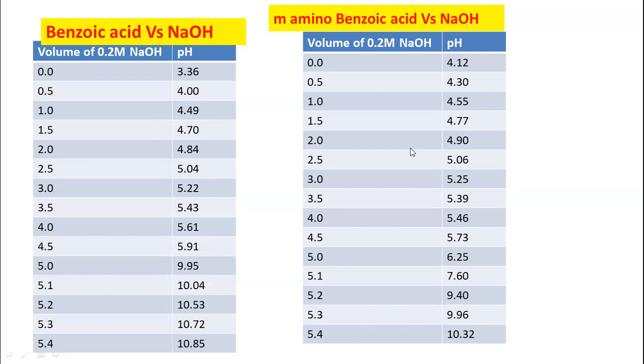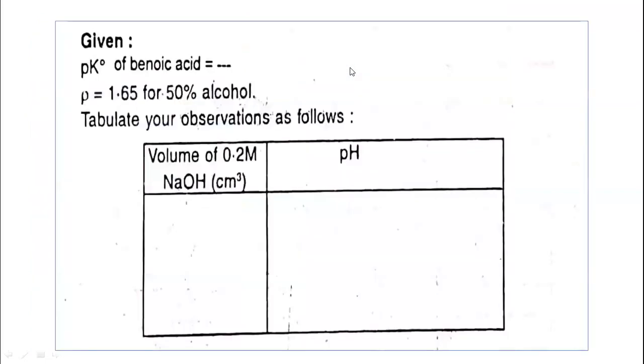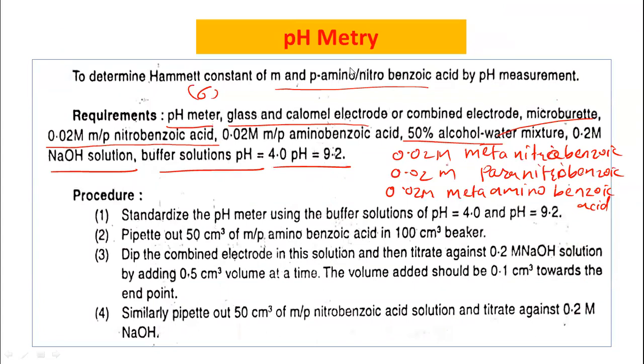Similarly, we take meta-aminobenzoic acid solution in a beaker and perform the same process, the titration. Similarly, we take para-nitrobenzoic acid solution in a beaker and do the titration. So you can see the procedure belonging to this experiment.